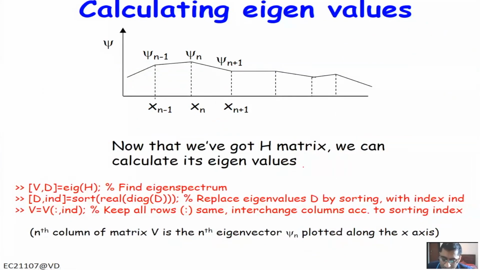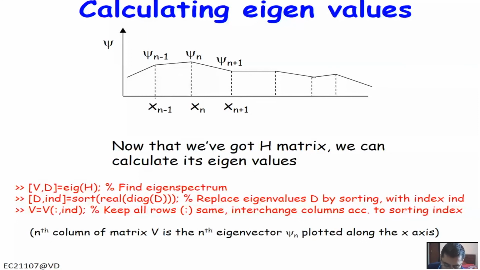So now you can calculate. We have got the H matrix, we can calculate eigenvalues. There's a function called eig in MATLAB. And then you can sort it, because those eigenvalues may not be in sequence, right? So we are looking for the lowest energies, because that we can visualize easily. And then you can get the corresponding index. This is basically sort, right?